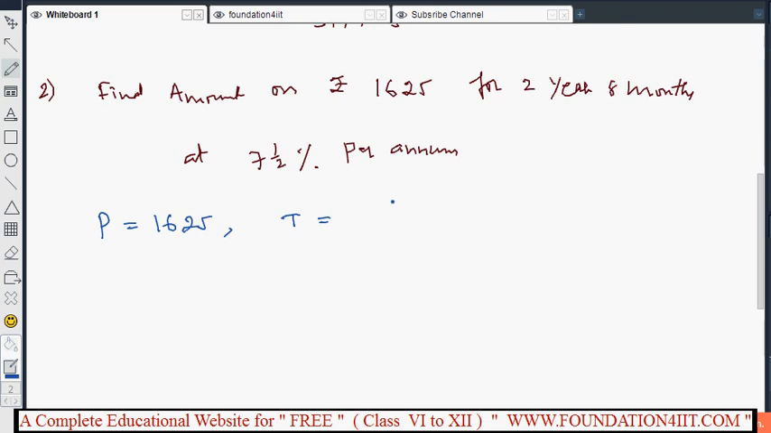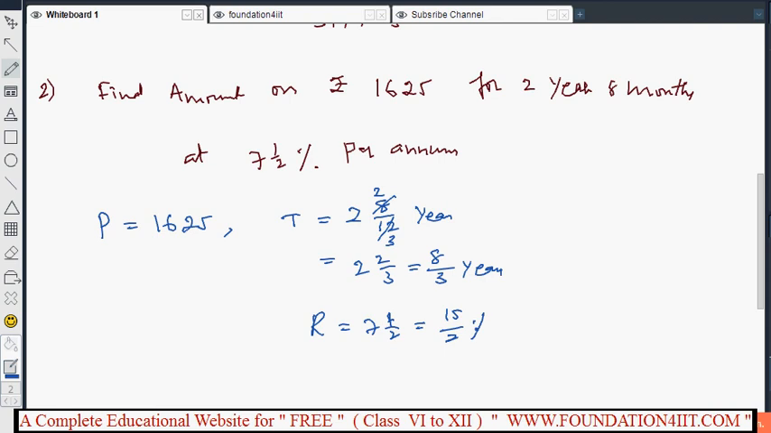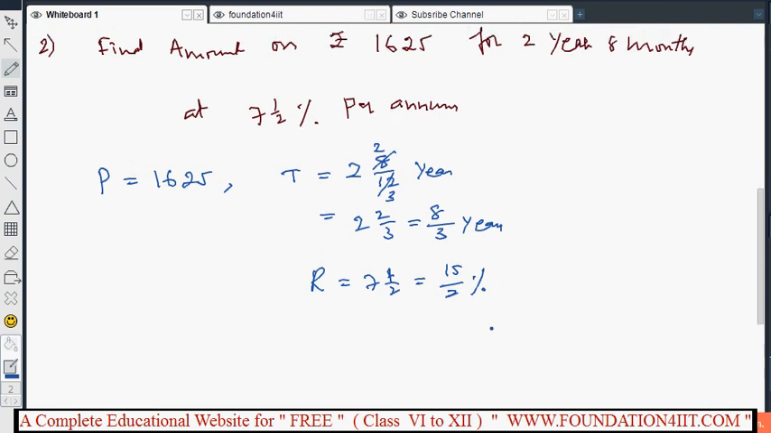Now whenever you take 2 years 8 months, convert it into the number of years. 2 years, but 8 months you can write as 8/12. So 2 8/12 years. This you can simplify: 4 2s are 8, 4 3s are 12, so 2 2/3, that is 8/3 years. That is the time. Now rate of interest is 7 1/2, that is 15/2%. If you substitute this data in the formula, you'll get the amount.